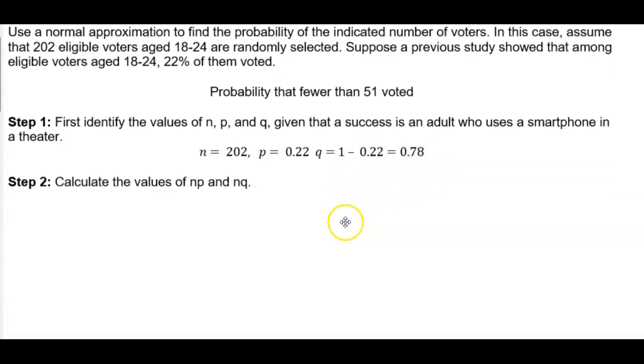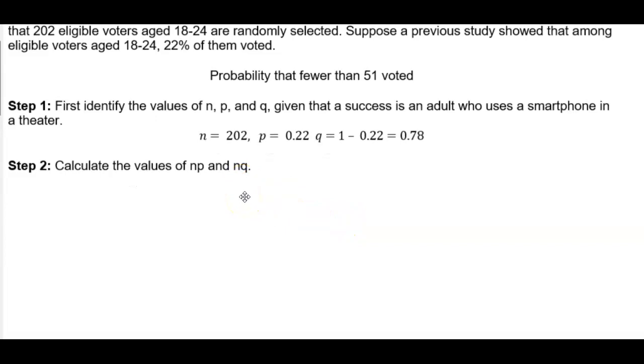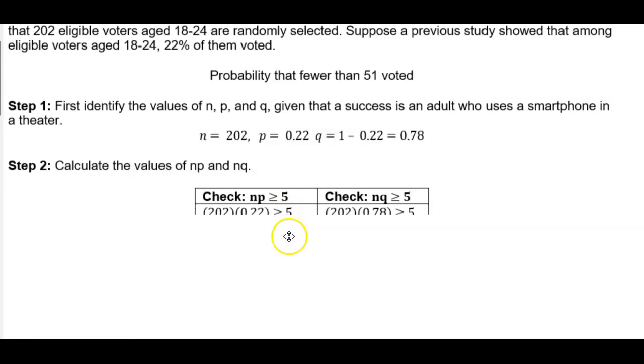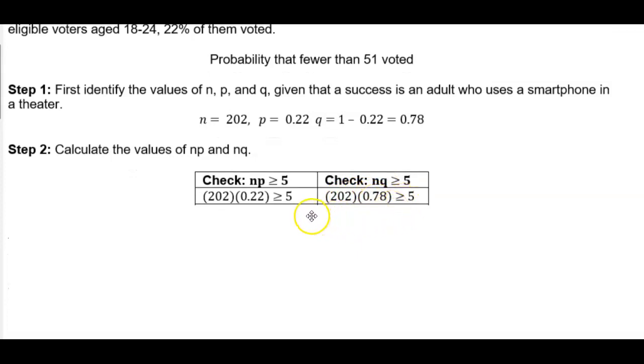And so now we're going to calculate the values of np and nq to check and see if they're greater than or equal to 5. So we know that n is 202 and we know that p is 0.22. We multiply those together. We want to make sure they're greater than or equal to 5. And then n times q is 202 times 0.78. We want to make sure that's greater than or equal to 5.